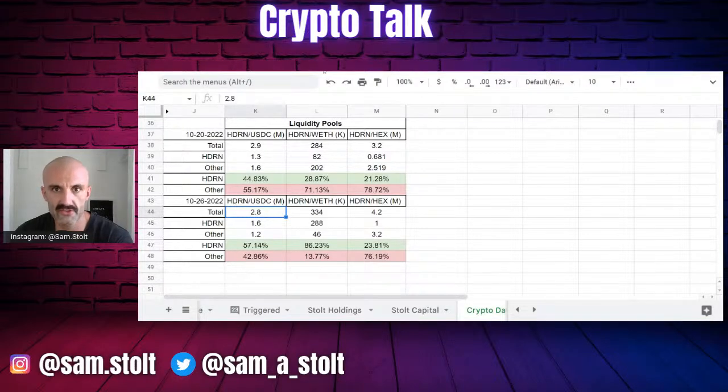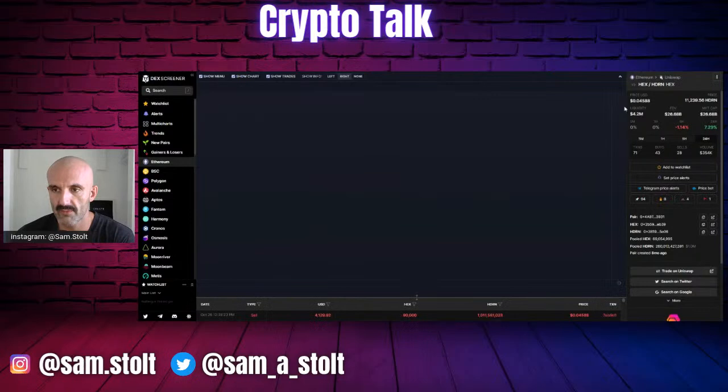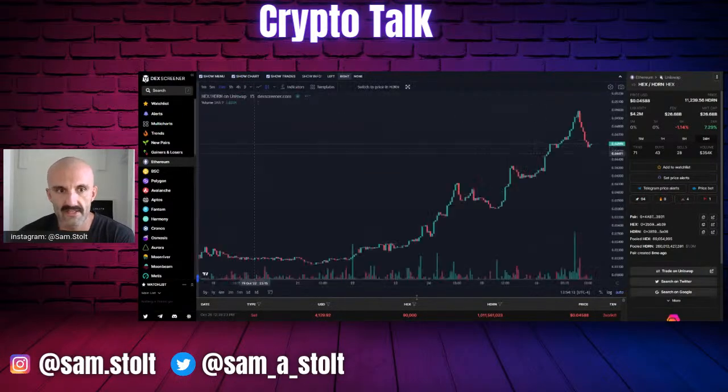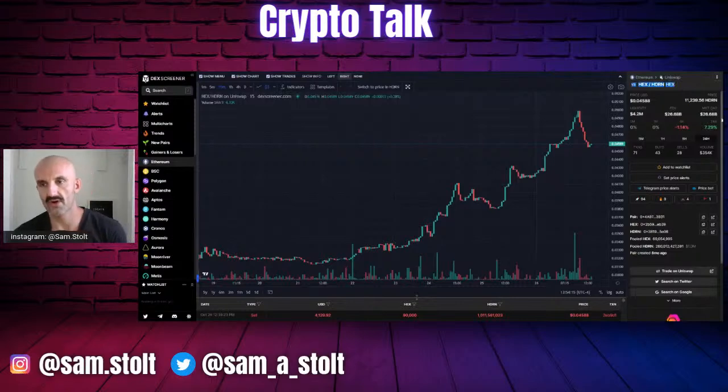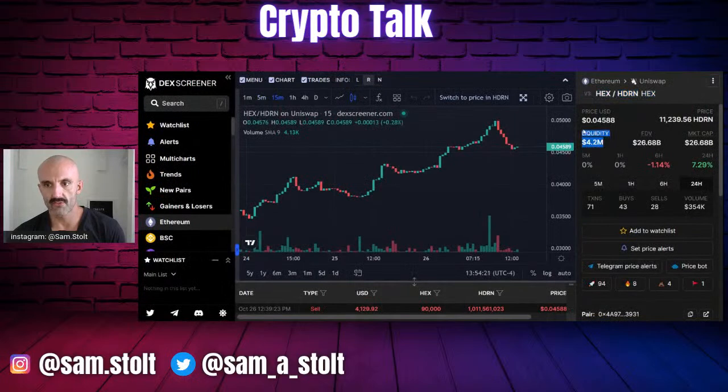And let me just show you where this data comes from. If you're not familiar with Dex Screener, I'm going to pull that up right now. It's dexscreener.com. Probably seen it before. This is on the Ethereum network, and we're looking at the Hex Hedron pair over in the top corner. And what you're able to see is that there's $4.2 million of liquidity. This is the combined liquidity between Hex and Hedron.